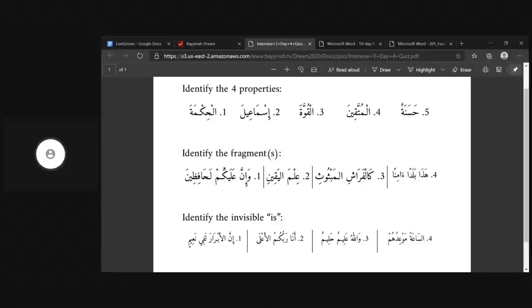Alaykum is one of them, harf jar, and it's ism. And then there's also a harf nasab. Wa inna, and then lahafidhin is the ism of inna. So this is two fragments. Just because it's a sentence doesn't mean there aren't any fragments available.